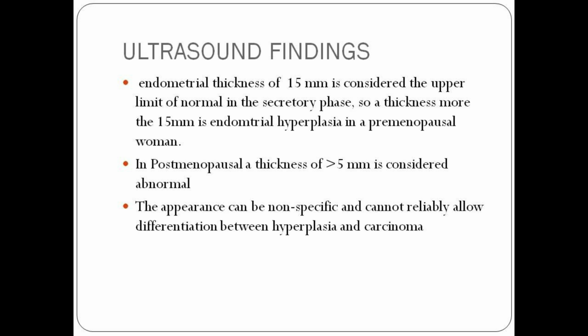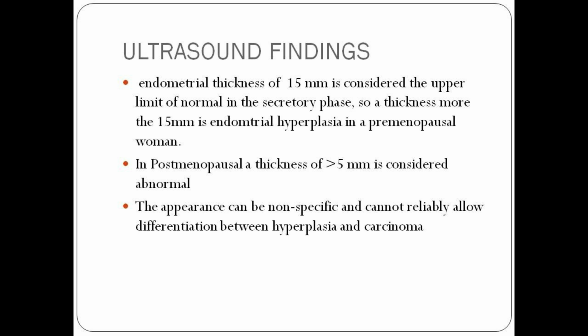Ultrasound findings: an endometrial thickness of more than 15 mm is considered the upper limit of normal in the secretory phase. So a thickness of more than 15 mm is endometrial hyperplasia in a premenopausal woman. Whenever there is a premenopausal woman, we will see which phase of her menstrual cycle she is in, because the endometrial thickness keeps on changing. But if the endometrial thickness is more than 15 mm, then whatever the phase of the menstrual cycle, we will call it endometrial hyperplasia. In the postmenopausal woman, a thickness of more than 5 mm is considered abnormal.